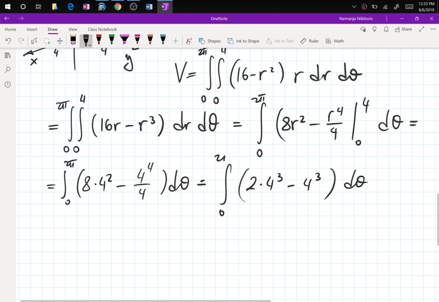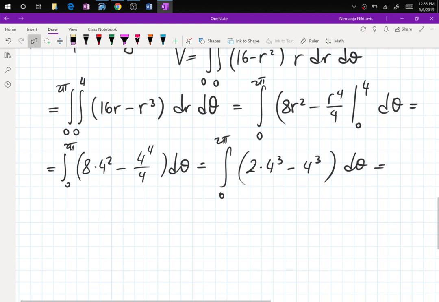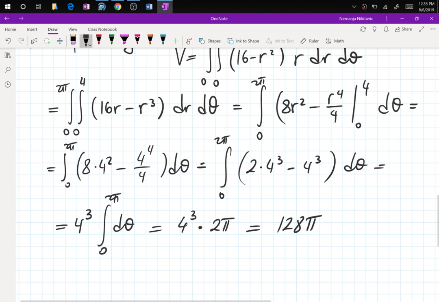So there's no need to calculate and go into high numbers, because if you have 2 apples and you subtract an apple, all we have is 4 cubed, which is a constant, and we are integrating d theta from 0 to 2 pi. So 4 cubed times 2 pi, which is 64 times 2, 128 pi. So we calculate the volume to be 128 pi units cubed, whatever those are.